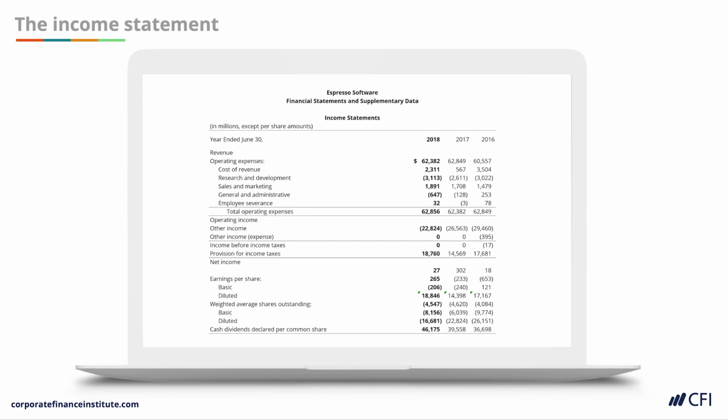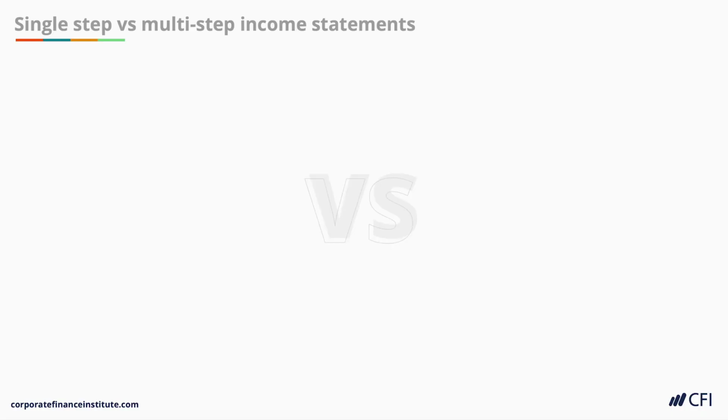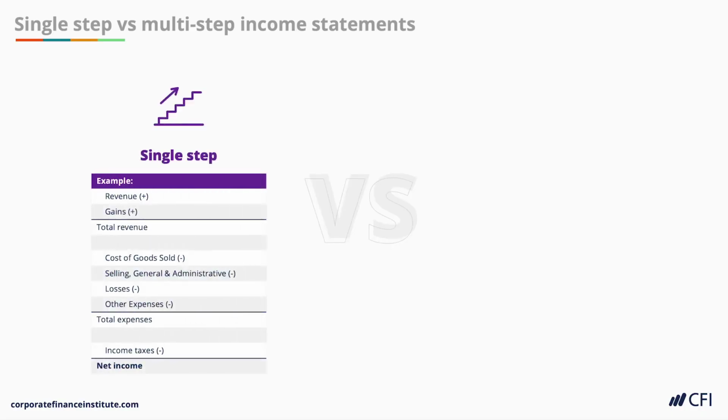However, there are different approaches to showing the profitability on the income statement. The income statement can be presented using either a single-step or a multiple-step methodology. The single-step income statement groups income items in one section and expense items in another section. Profitability is not shown until the very end, where net income is displayed.